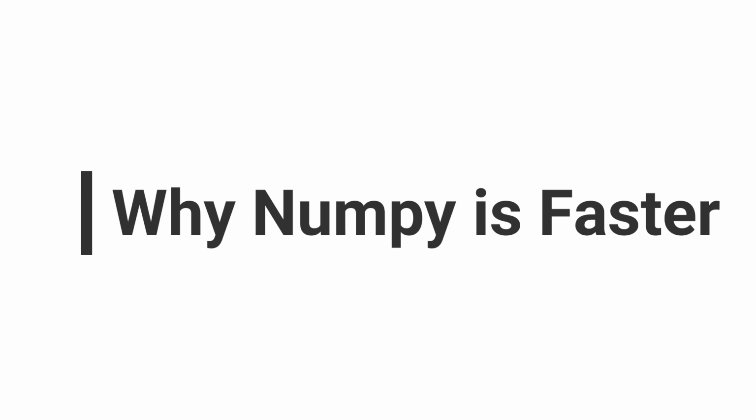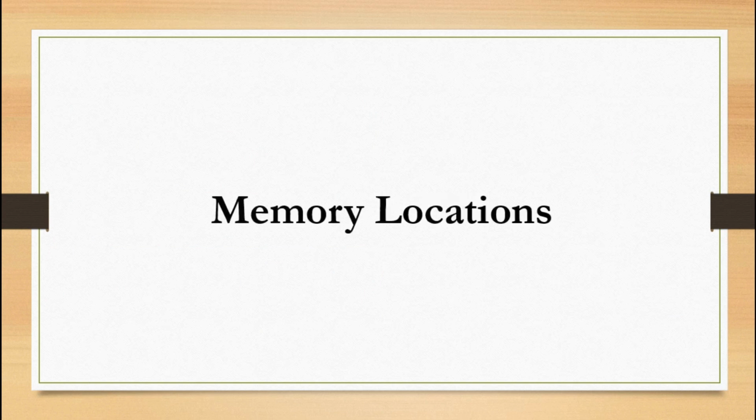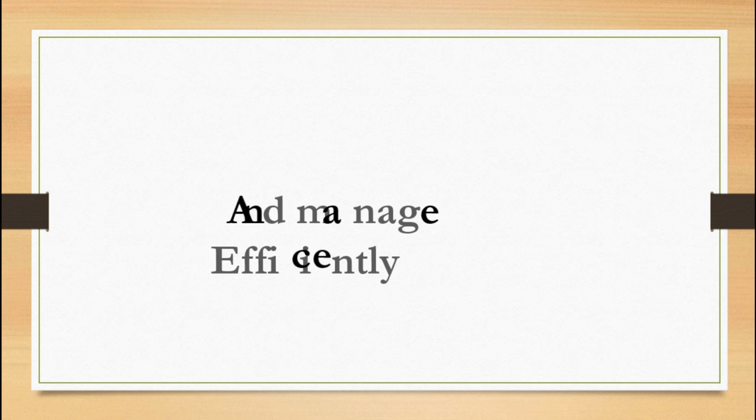So let us now discuss why NumPy is faster than list. NumPy arrays are stored at one continuous place in memory, unlike lists, so processors can access and manipulate them very efficiently. This behavior is called locality of reference in computer science. This is the main reason why NumPy is faster than list. It is also optimized to work with the latest CPU architecture.